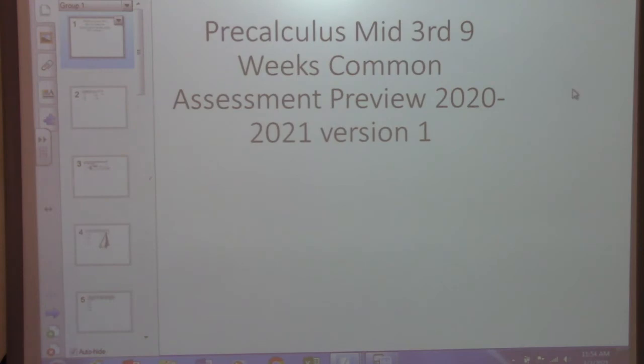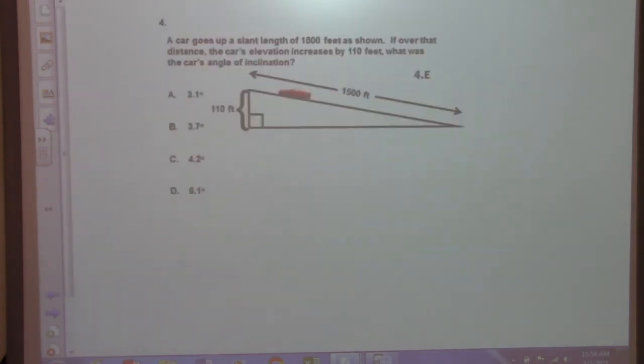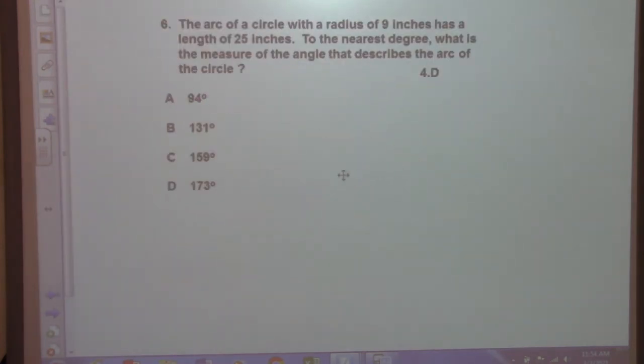So here we have number 6, and number 6 says the arc of a circle with a radius of 9 inches has a length of 25 inches. So this is what's called an arc length formula, and you can tell because of two things. It has an arc and a radius. And so the formula for arc length is S equals R theta.